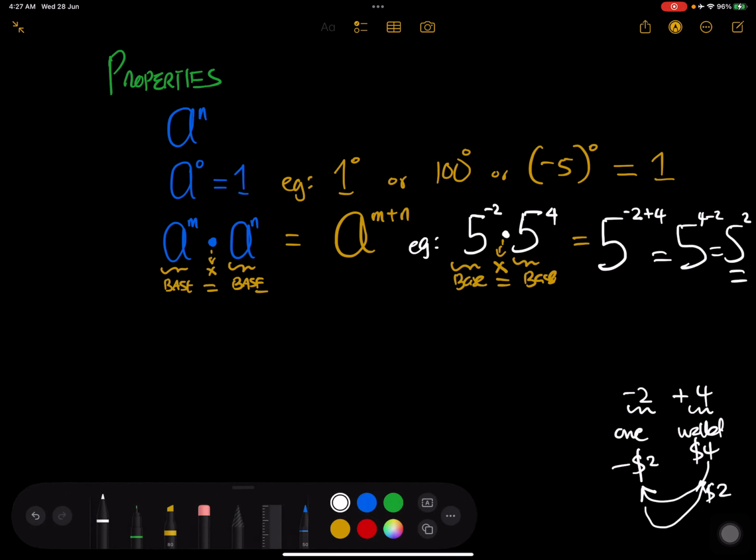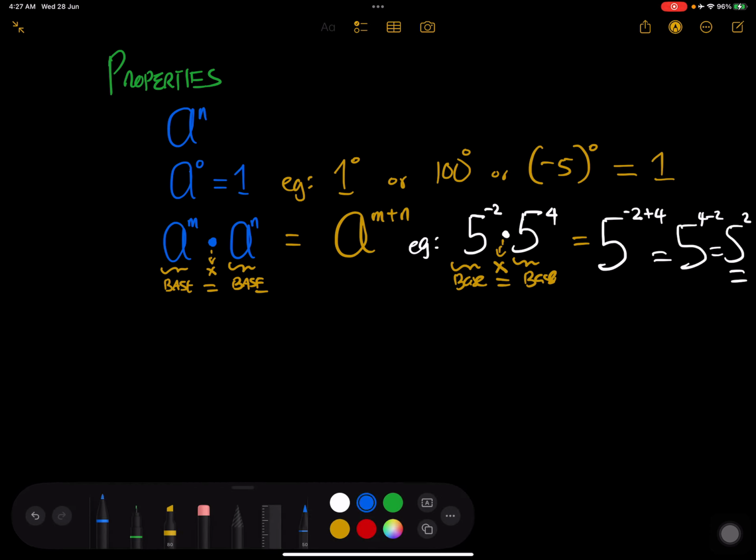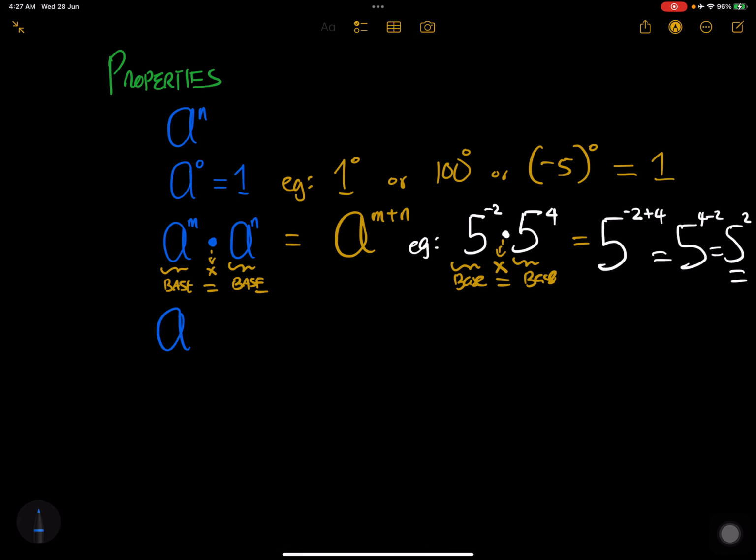Now the next property we're going to have is similar, but it's a little different. Imagine we have a to the power of m, and this time we are dividing by a to the power of n. We're saying that that's going to be the same thing as a to the power of m divided by a to the power of n. You can see it in different forms. They are the same, because what we have in the middle here is division. There's also division right here.